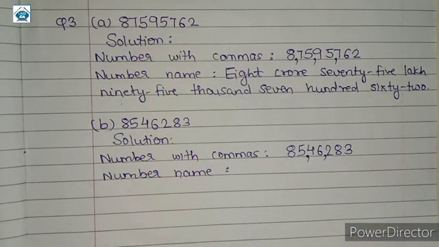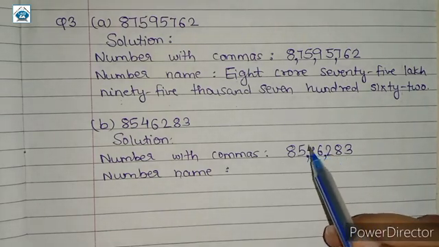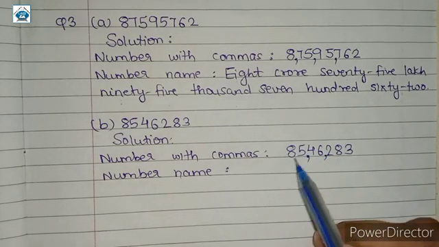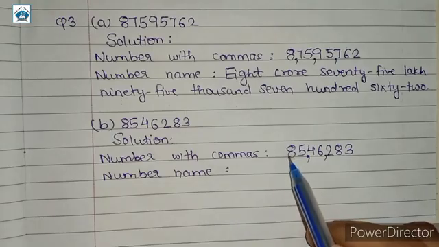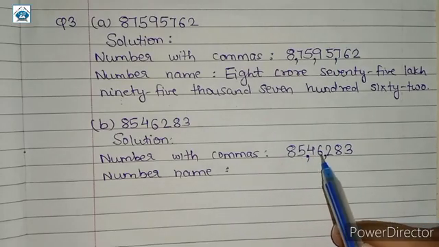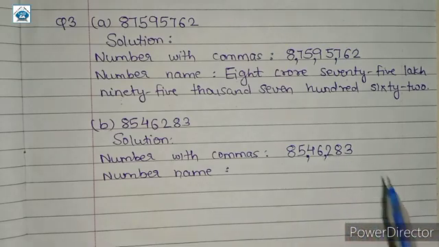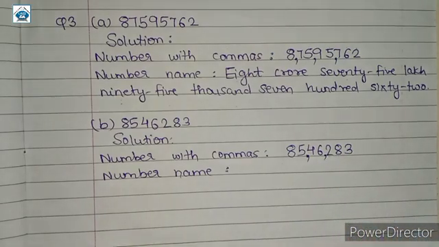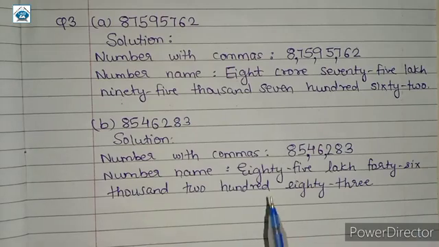So here, this is ones, tens, 100, 1,000, 10,000, lakh, 10 lakh. The place value of 8 is 10 lakh. So this is 85 lakh 46,283. That is the number name. So the name of this number is 85 lakh 46,283. So the name of this number is 85,46,283. In this way you need to write the solution in your notebook.